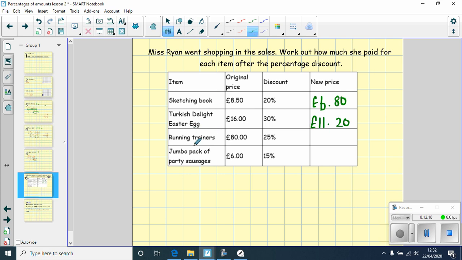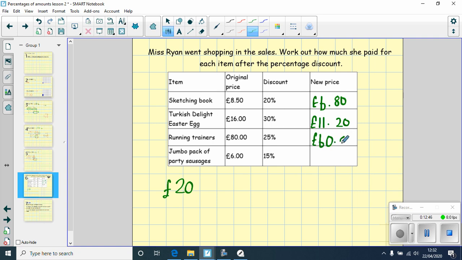Right, the next one, running trainers. We all know Miss Ryan likes running. So the original price of running trainers was £80, and there was a discount of 25%. Now this one's a little bit easier than the other two because we know a quick way of finding 25%, and it's by halving it and halving it again. So half of 80 is 40, half of 40 is 20. She got £20 off the trainers. We're not going to write £20 in there because that's a discount she got, but the new price she paid, well, £80 take away £20 is £60.